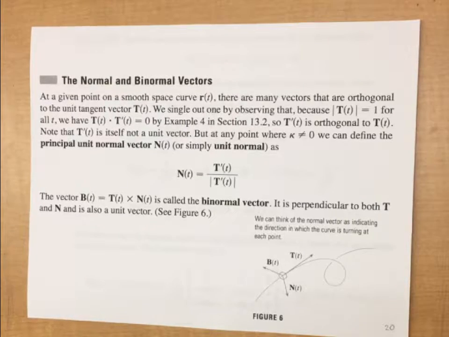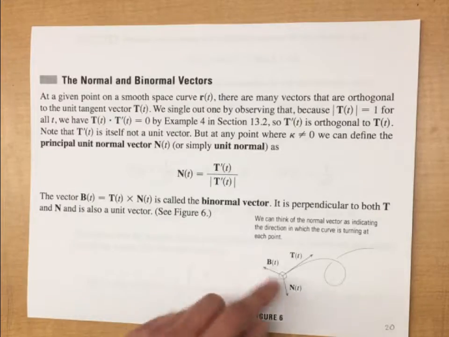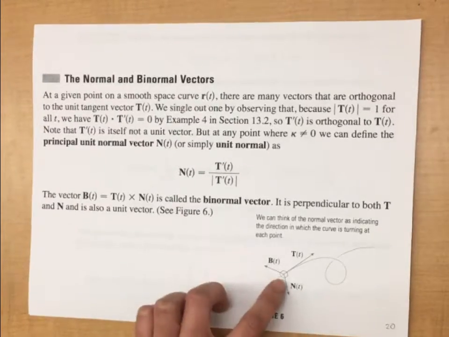Note that T prime of t is itself not a unit vector, but at any point where curvature does not equal 0, we can define the principal unit normal vector N of t as T prime of t over the magnitude of T prime of t. The vector B of t equals T of t cross N of t, which is the cross product, and is called the binormal vector. It is perpendicular to both T and N and is also a unit vector. And a way to simplify this or organize it in a graph would be over here.